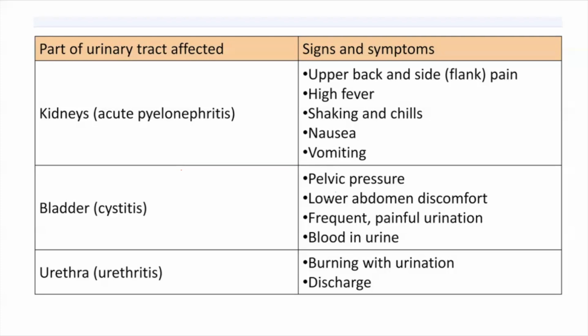If the kidney is involved, we say pyelonephritis. Pyelonephritis is the more severe infection in the UTI. In pyelonephritis, we have high-grade fever, nausea, vomiting, with flank and loin pain.